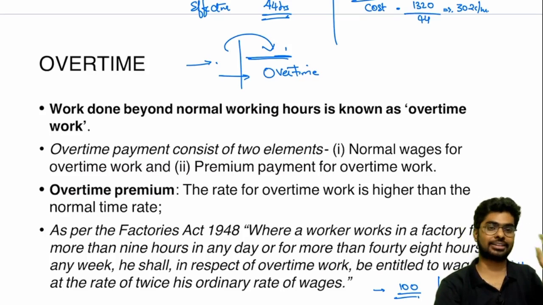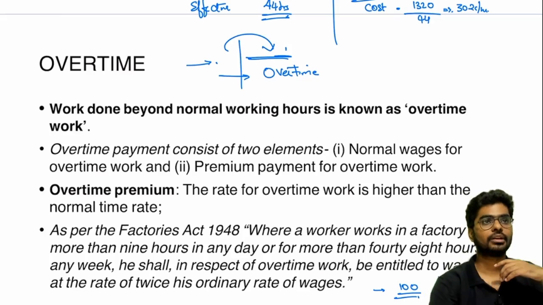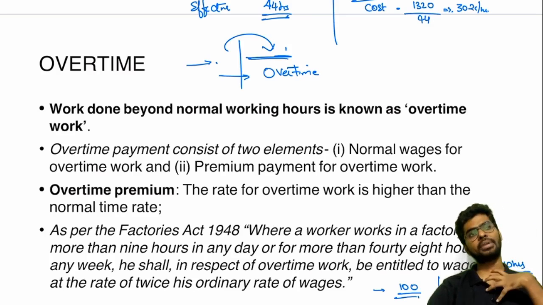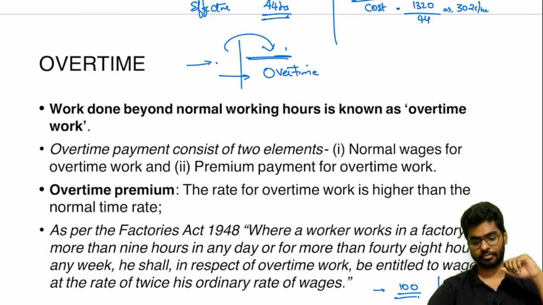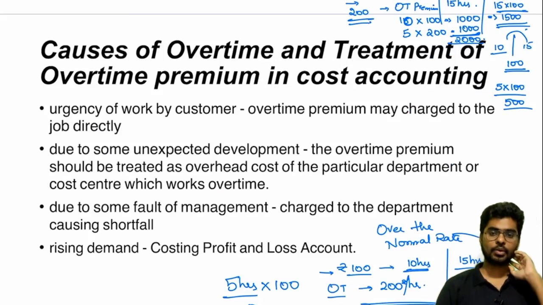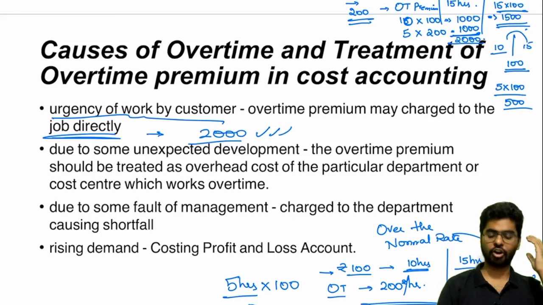Is it going to be taken as a cost of a product, or is it going to be treated as a loss by the company? Because the company has to pay the employee no matter what happens. So who will bear it? Will the company bear the loss or will you charge it to the customer? You will be charging it to the customer. So that's the first case. When it is because of the urgency of the work by the customer, it can be charged to the job directly. The customer will end up paying the 2000, which is his fault, not my fault.